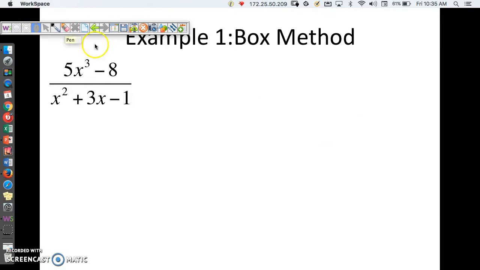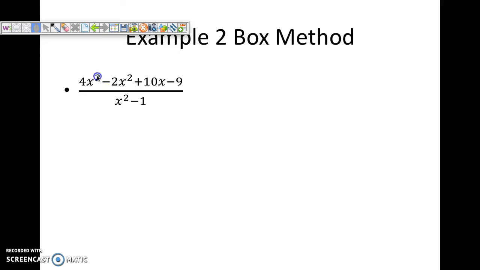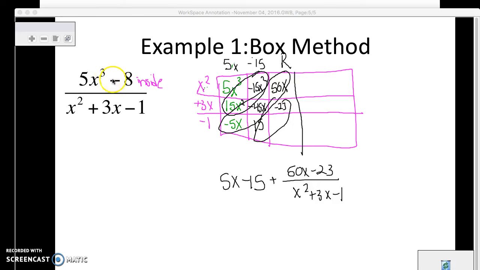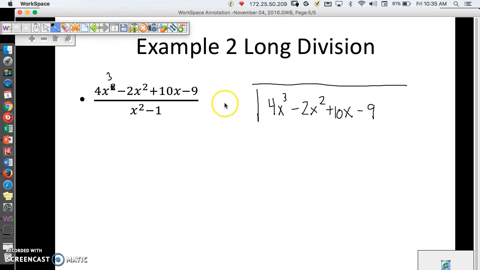So we're going to take a look at a couple of these. The next one we're going to look at, we actually need to change this. Whoops. This should be x cubed right here. So if we were to do long division, one thing I notice is it's set up because it has our highest power all the way down to our lowest. So minus 2x squared plus 10x minus 9 divided by x squared minus 1.